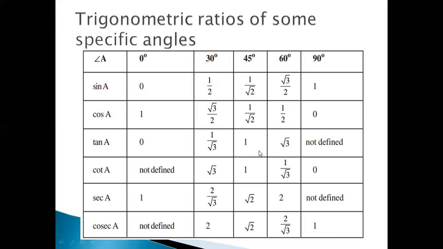Reciprocal of 0, that is 0 by 1. Its reciprocal is 1 by 0. 1 by 0 is not defined. So not defined.